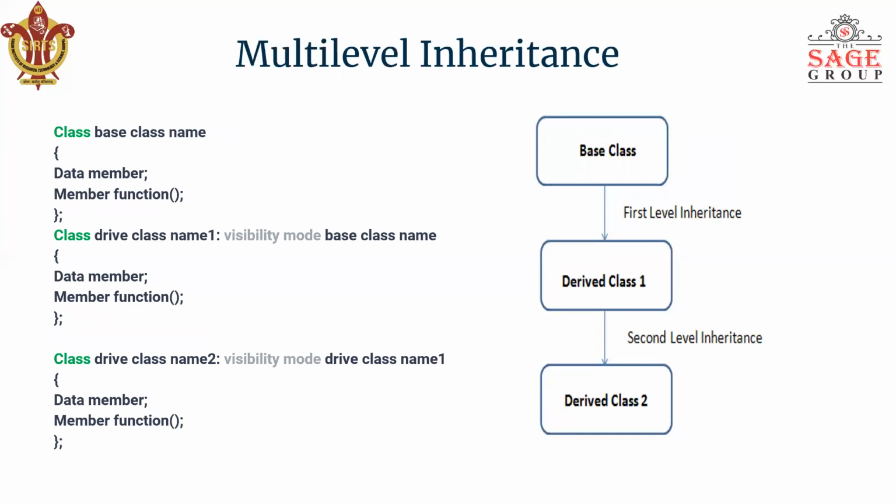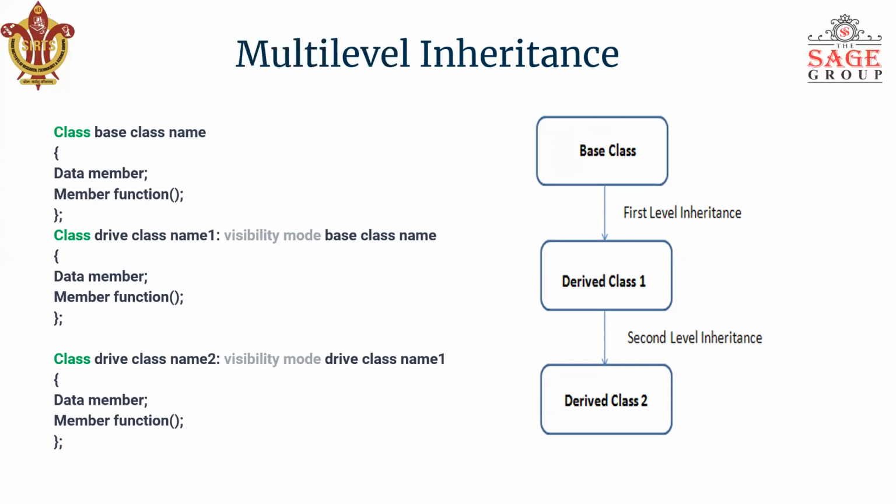Now in multilevel inheritance, we declare a base class. From that base class we create a new class, that is derived class 1, and from that derived class we again create another derived class, that is derived class 2. So this kind of inheritance is known as multilevel inheritance. As we have seen in its syntax, we use the class keyword, then the base class name. That base class again contains data members and member functions. Now we close the class.